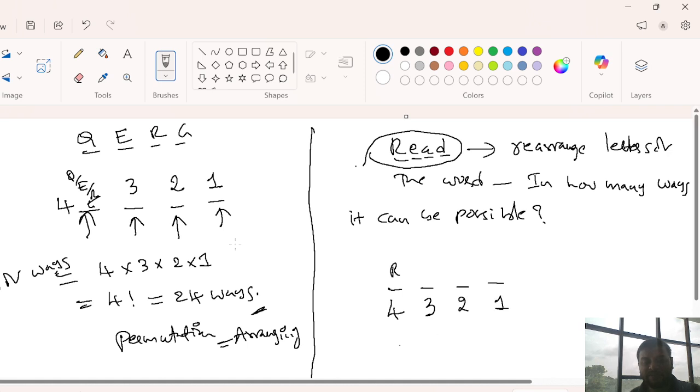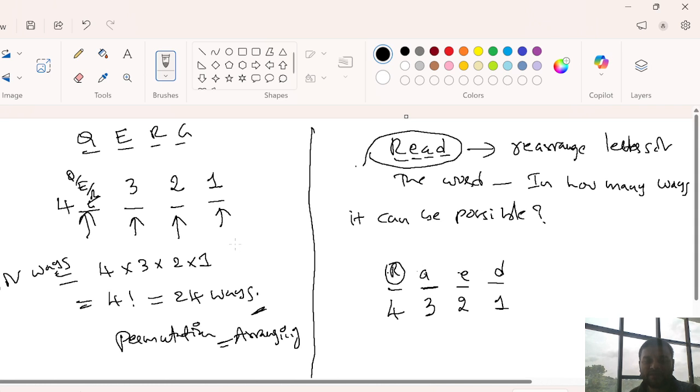Next one will be filled with one. Because, let's say the first one is filled with R, this is filled with A, this is filled with E, this is filled with D. When the first one is filled with R, to fill this second blank we have three letters: A, E, D. Three options are there.